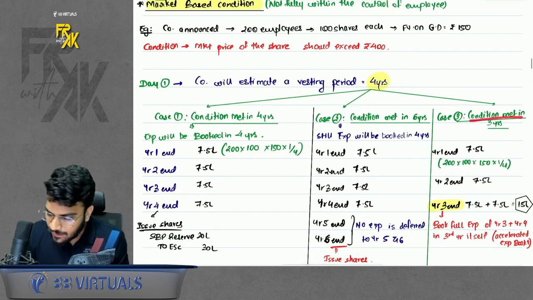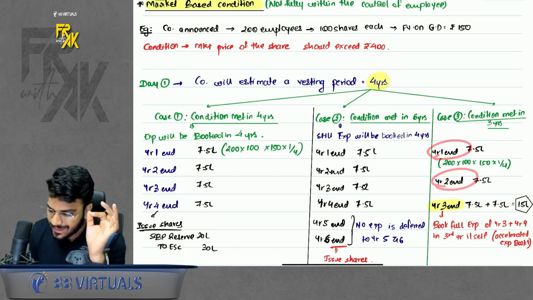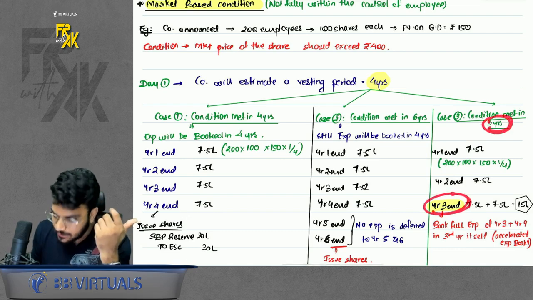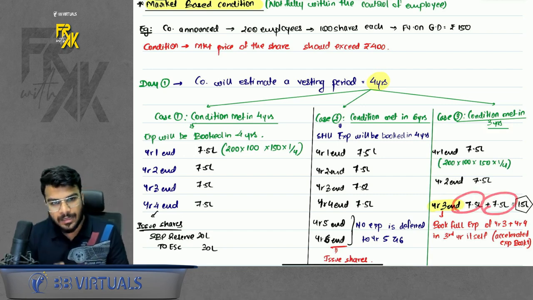Okay. Acha, what if condition is met early? Then what to do? Then in year 1 and year 2, you will book the expense as per 4 years only. But if the condition is met early, in year 3, you will book the remaining full expense. So book the expense of year 3 as well as year 4 in year 3 only.